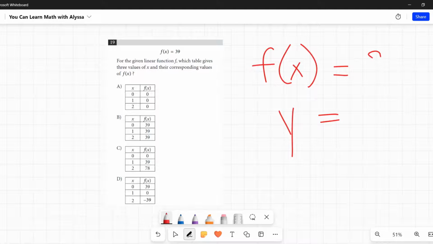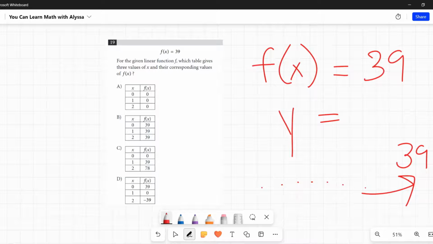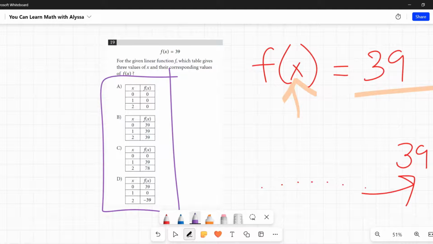So, okay, if f of x equals 39, it means no matter what x I put in, it's going to spit out 39 as my y value if I'm graphing it. So whatever I put in for x, it doesn't matter. Any number in the universe that I put in for x, my y value is going to be 39. f of x is going to be 39. Well, let's look over here at our options and see which one of those represents that.